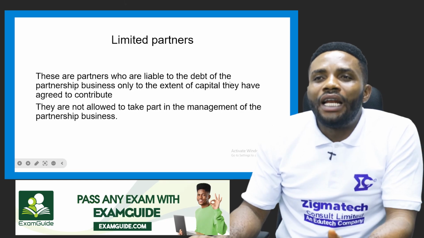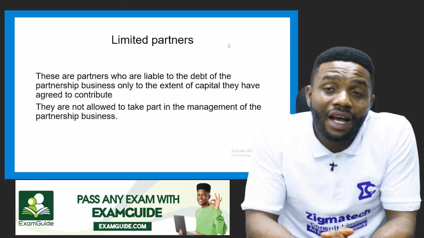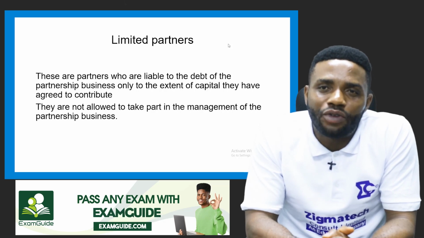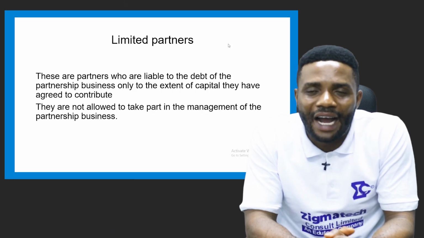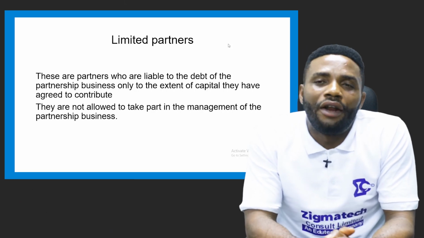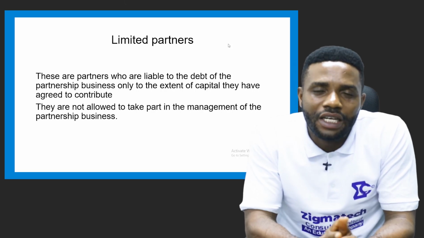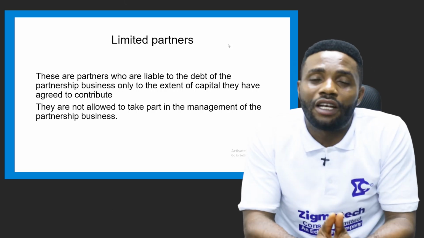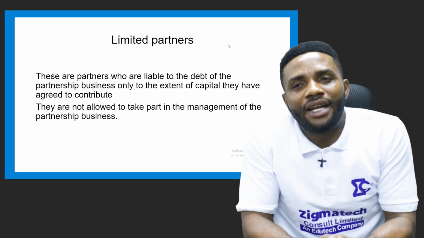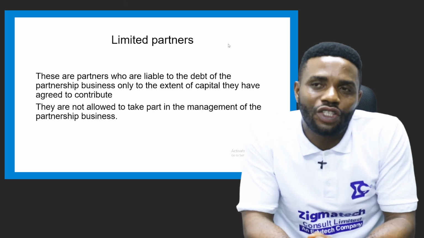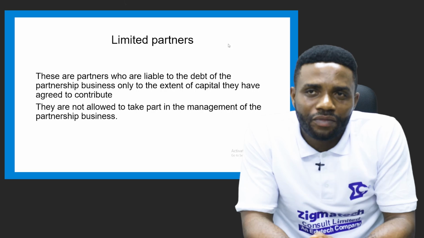And then the last but not the least is a limited partner. These are partners who are liable to the debt of the partnership business only to the extent of capital they have agreed to contribute. They are not allowed to take part in the management of the partnership business. This kind of partners, they are just liable to the debt of the partnership business only to the extent of their capital they have agreed to contribute.